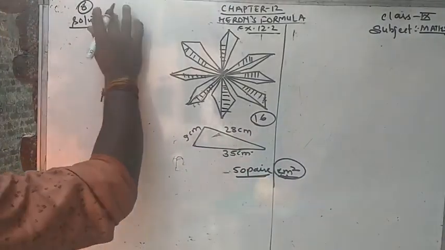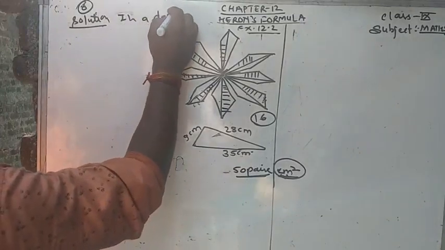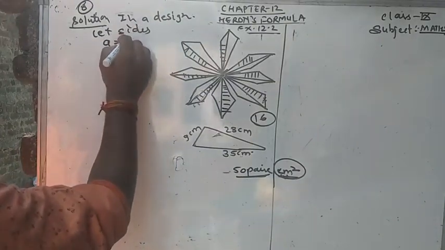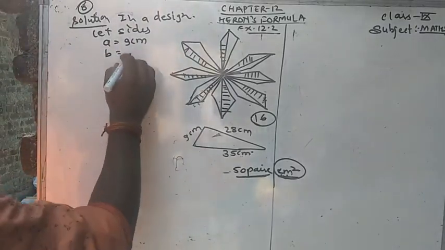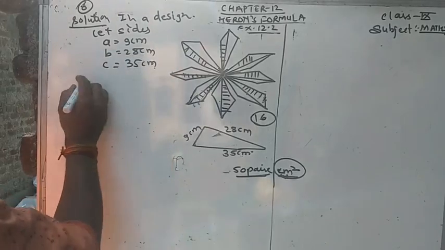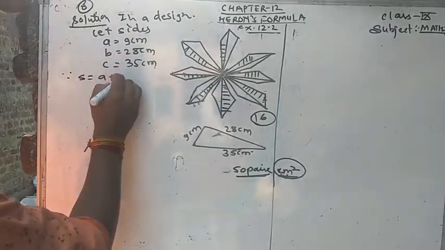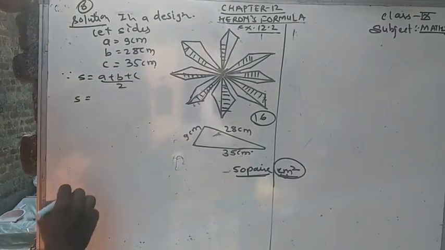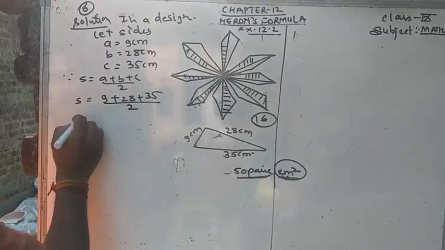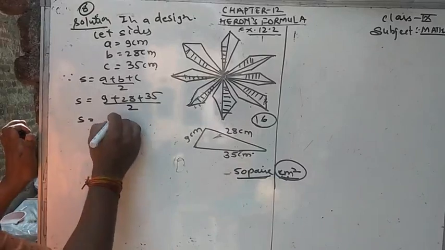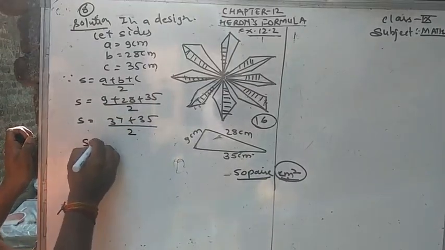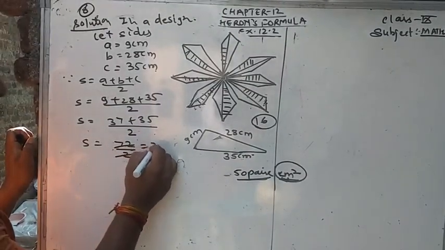Let the sides of the design be A equal to 9 centimeter, B equal to 28 centimeter, and C equal to 35 centimeter. Now, the semi-perimeter is equal to A plus B plus C divided by 2, so it is 9 plus 28 plus 35 divided by 2. 9 and 28 make 37, plus 35 is 72, divided by 2, that is equal to 36 centimeter.